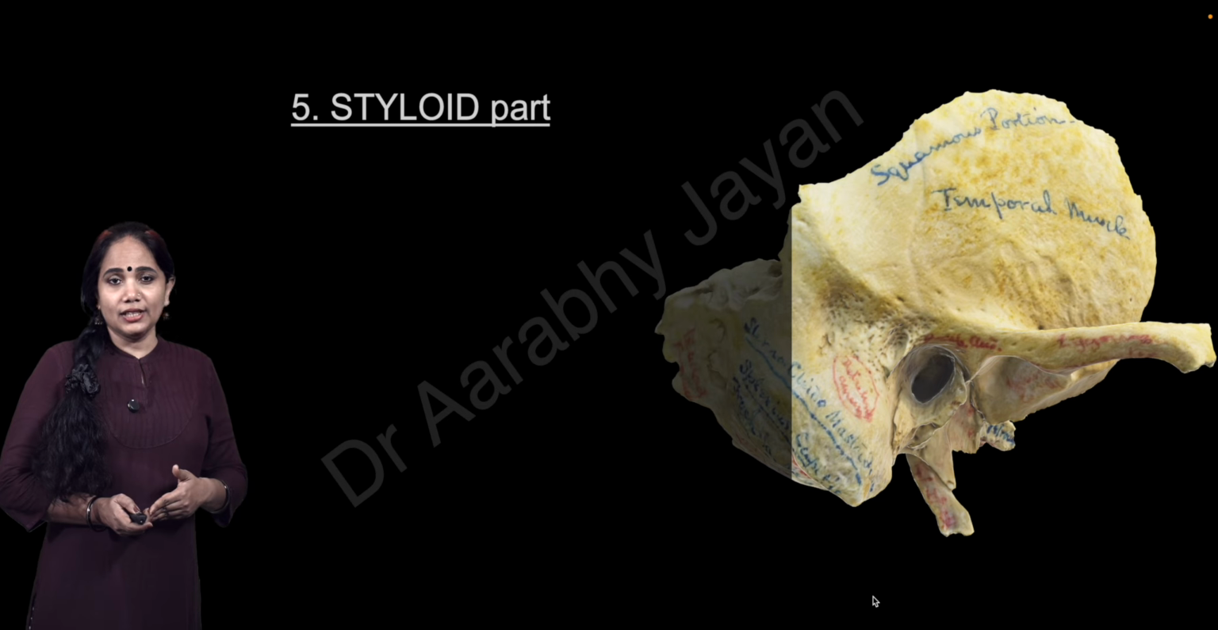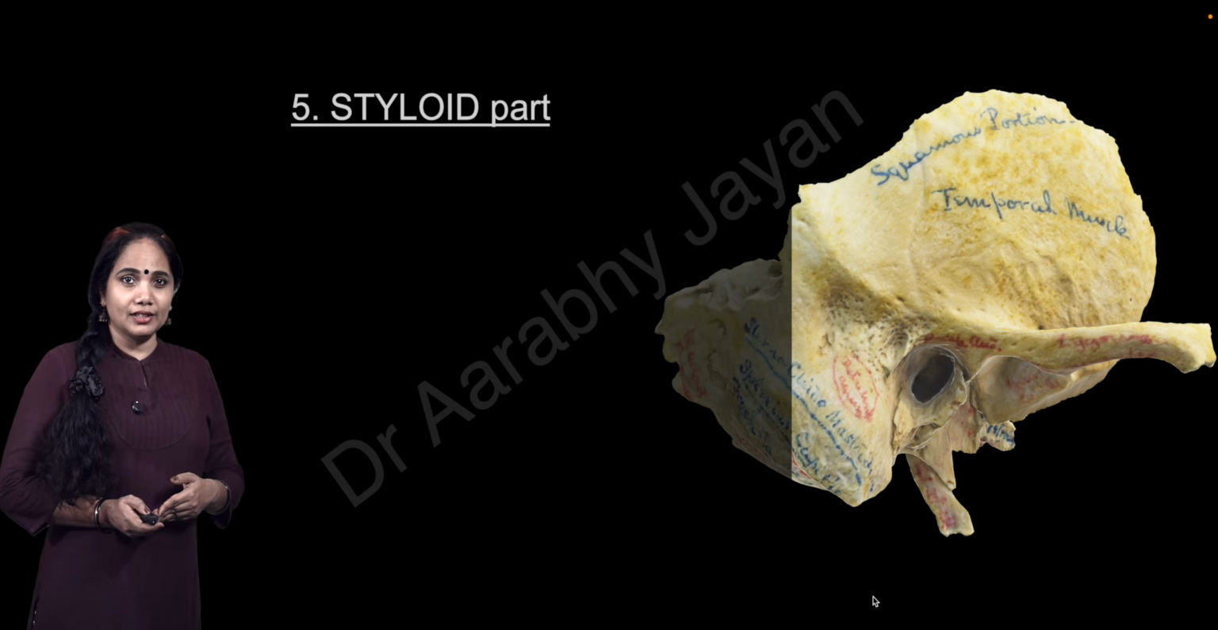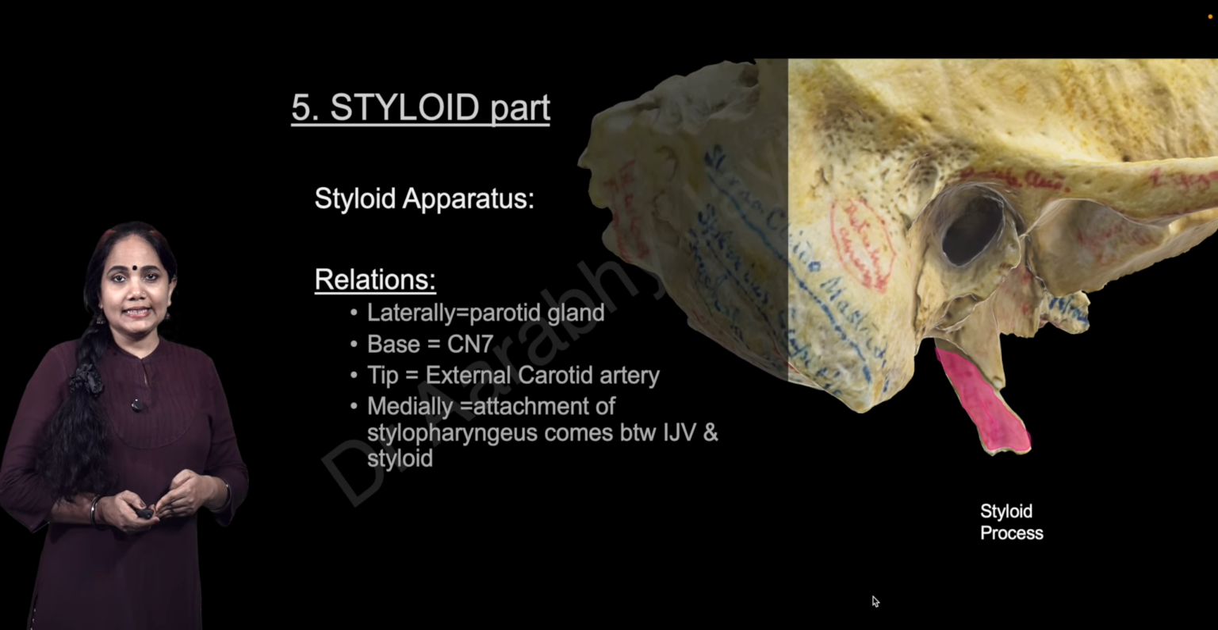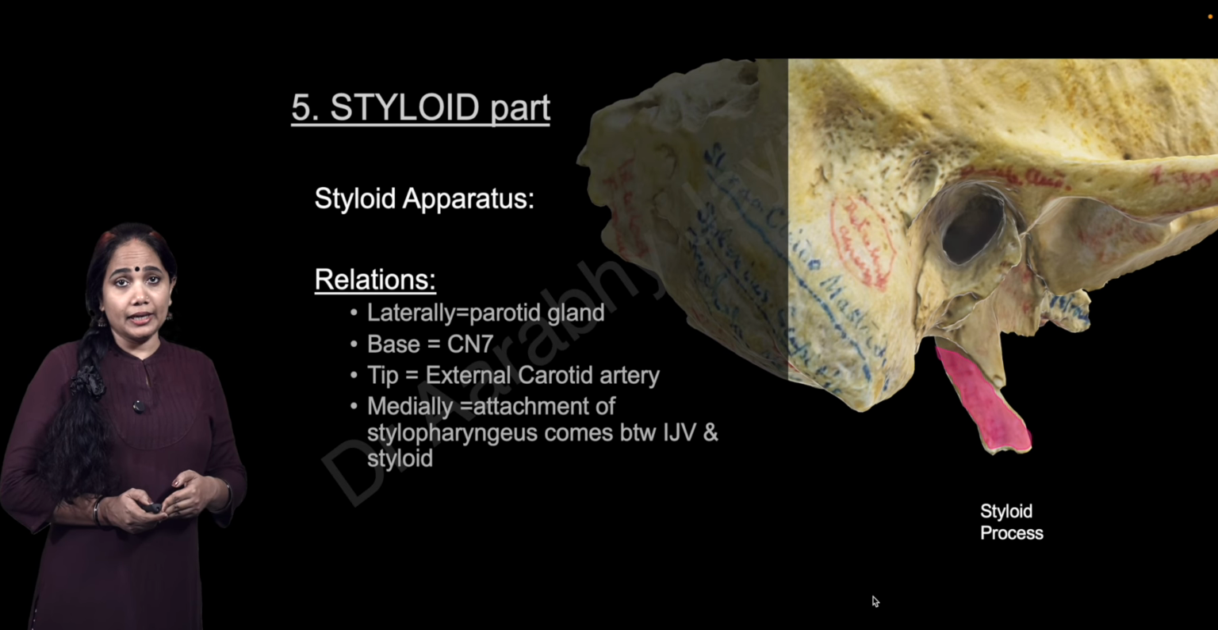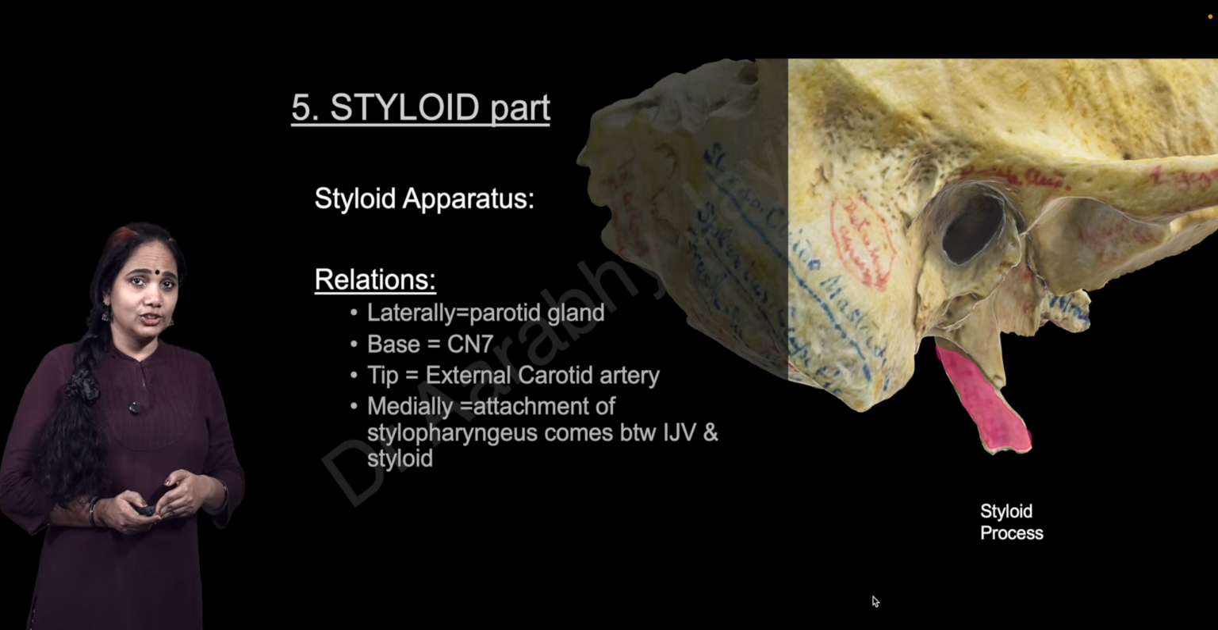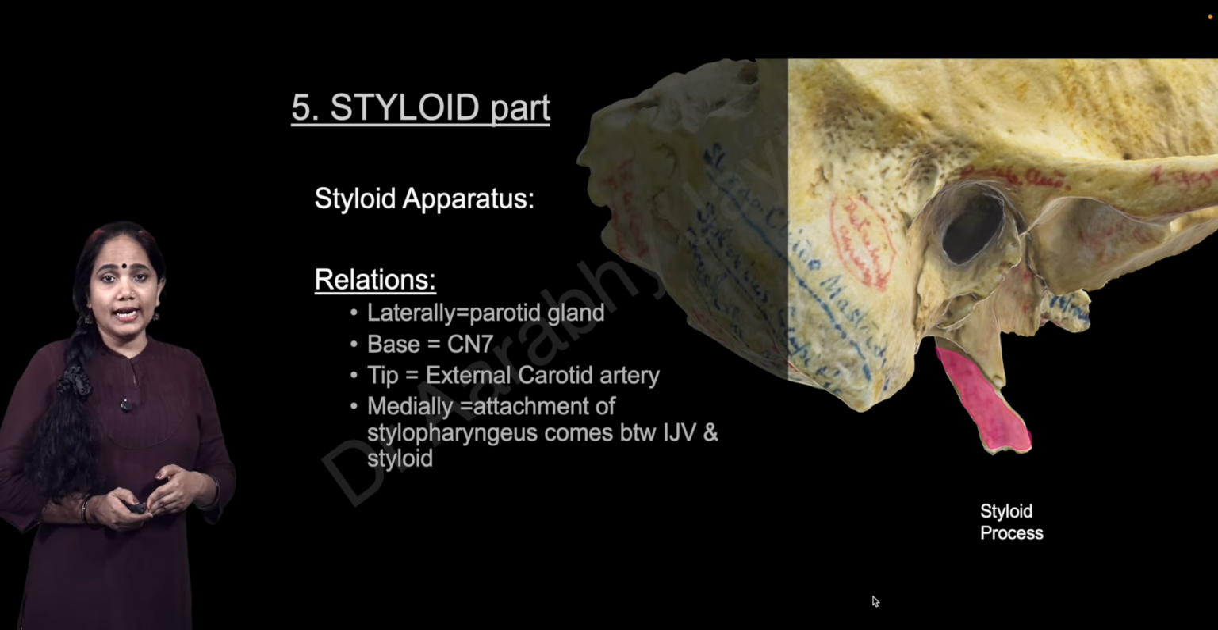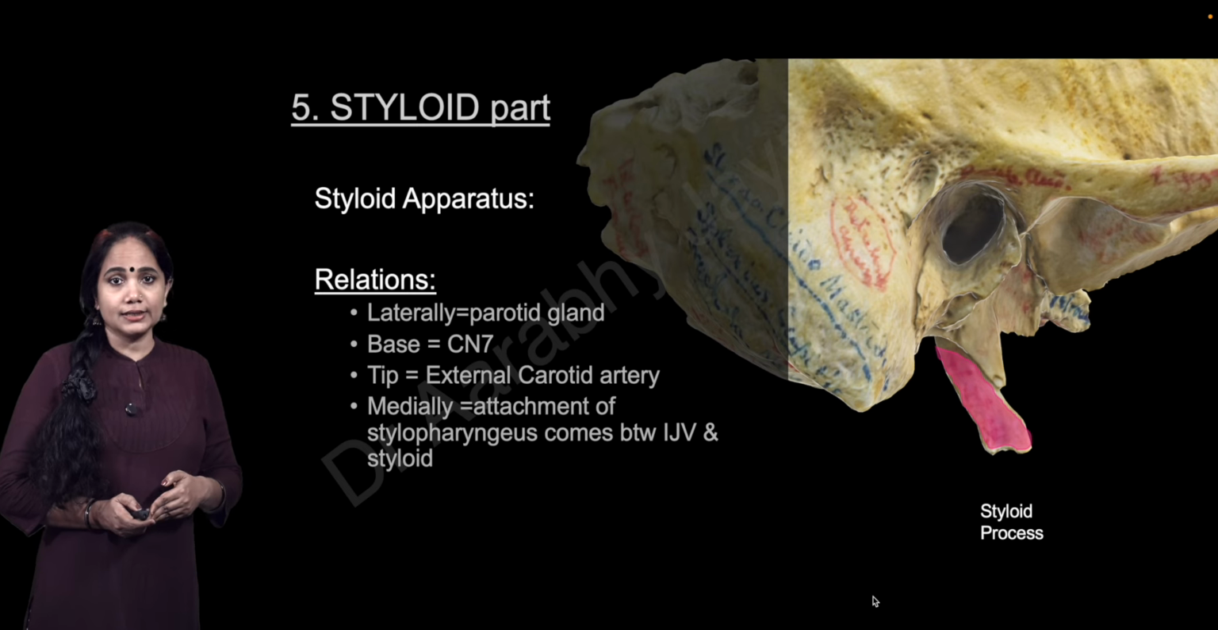Lastly, in this section, let us look at the styloid part of the temporal bone, which is this process. Basically, what we have to stress is the styloid apparatus, which consists of all the three muscles which are attached there, as well as the two ligaments. It also has a number of important relations.